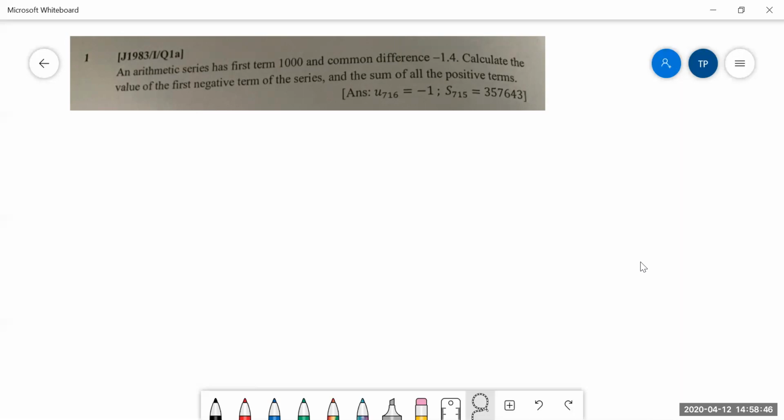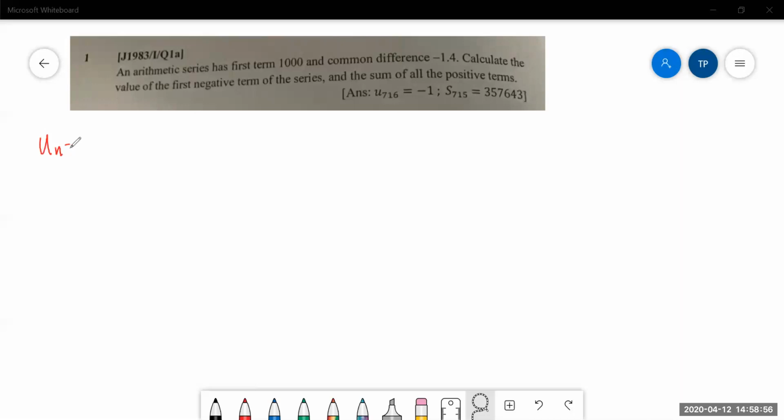Okay, they say that an arithmetic series. So what do we know about an arithmetic series before we even start anything? What's the Un formula? Remember the formula? Oh, A plus n minus 1 d. Yeah, a plus (n minus 1)d. Then what's the Sn?